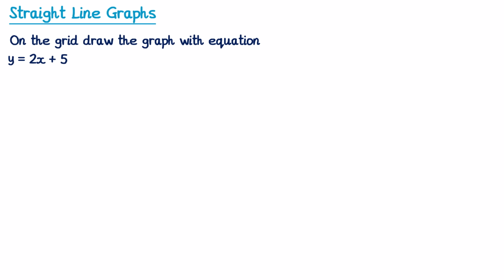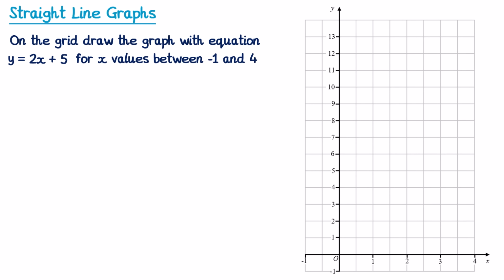Now let's try a second example. This time we're going to do the graph of y equals 2x plus 5, and the x values go between -1 and 4, and here's the grid we need to draw it on.